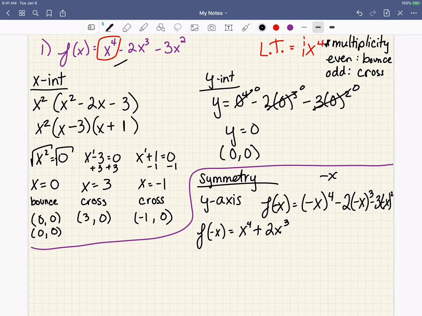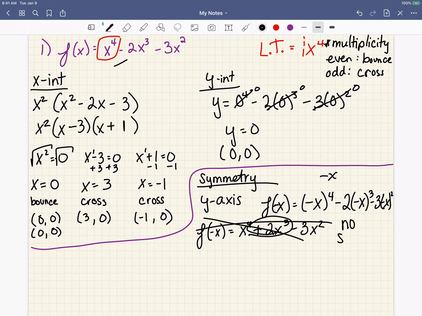Now already that should be a red flag. My original is negative 2x cubed. It's not going to match, even though this last term does end up being true. So because of this one here, there is no symmetry.